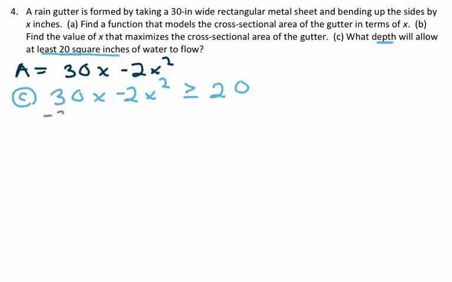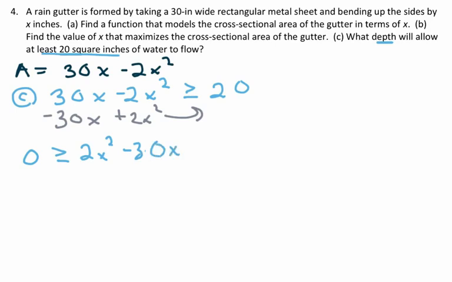I'm a little weird, but I don't like my x squared to be negative. So I'll add 30x and 2x squared to both sides. So 0 would be greater than or equal to 2x squared minus 30x plus 20. Right. So I'm going to go ahead and factor. Right now, I can take out a GCF of 2. That leads to x squared minus 15x plus 10.